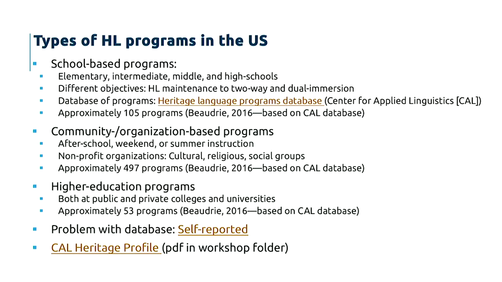And then, of course, we have the higher education programs that you find at both public and private colleges and universities in the United States. And there are approximately 53 programs in the United States. The only problem with the COERLL database is that it is self-reported. So basically, there are a lot of programs that are not there because people are not reporting them. For example, when I was preparing this presentation, I tried to find school-based programs in Texas, and I could only find one in the database, okay?